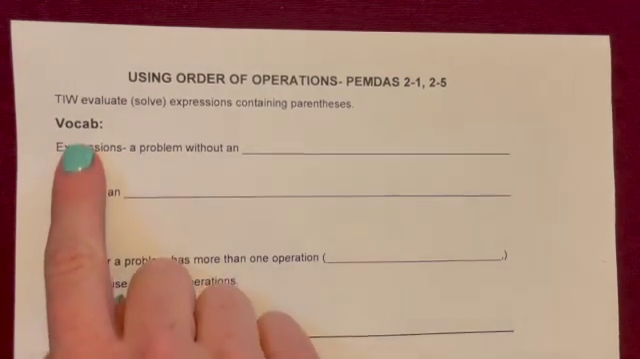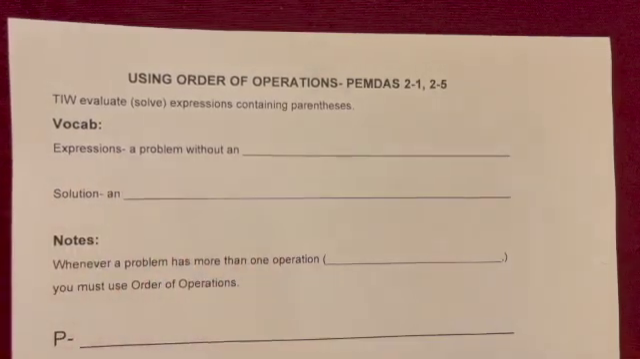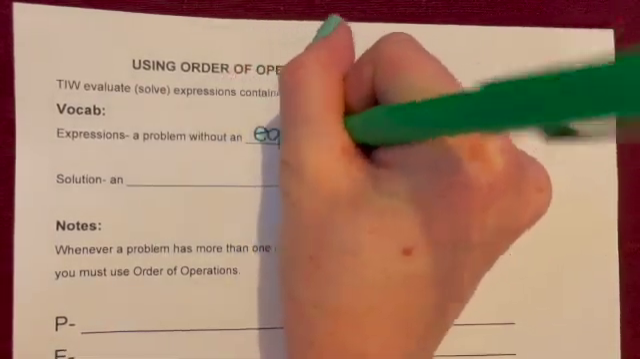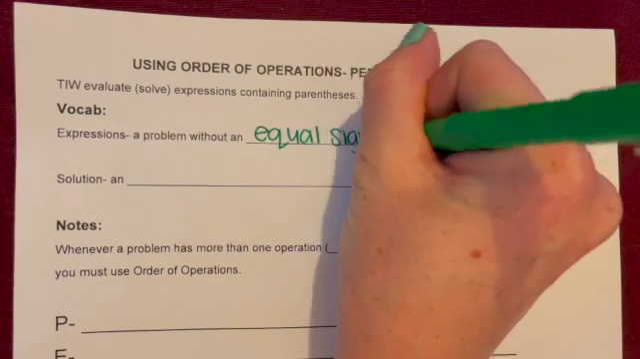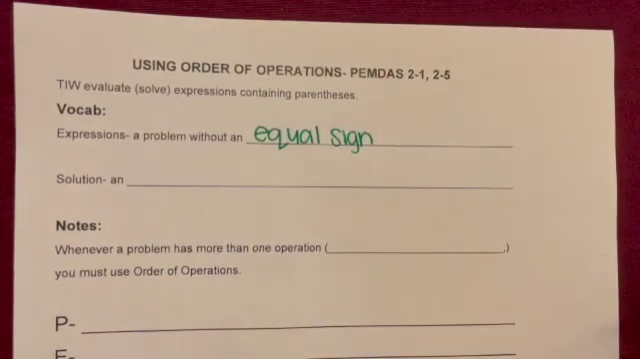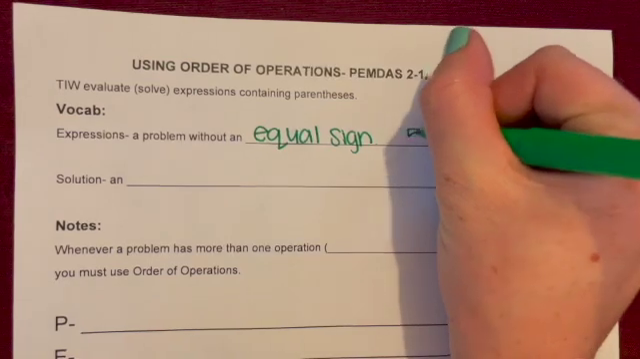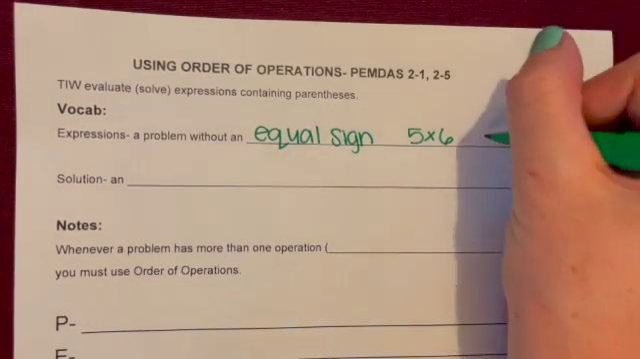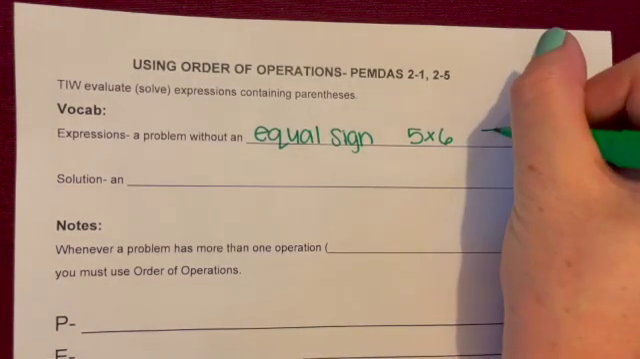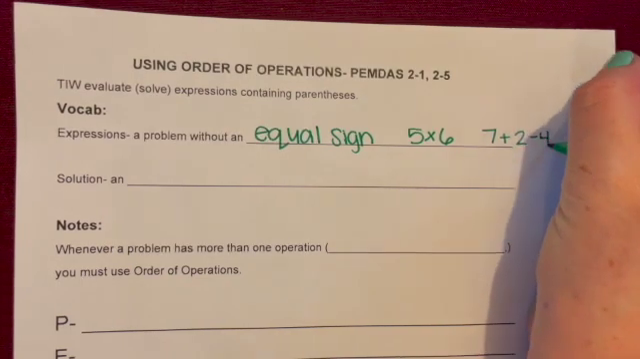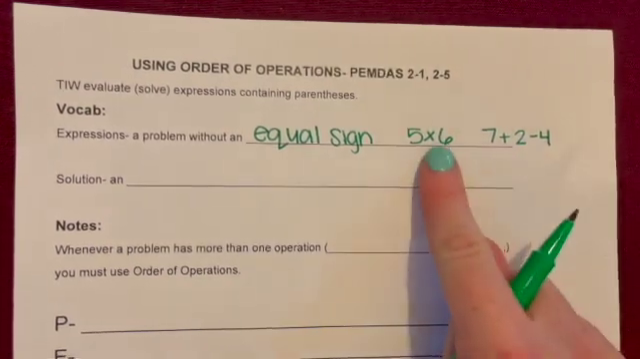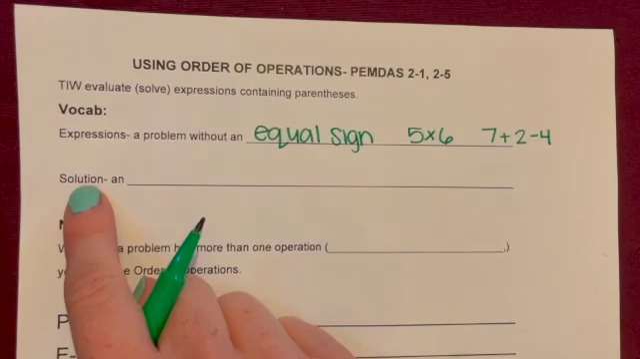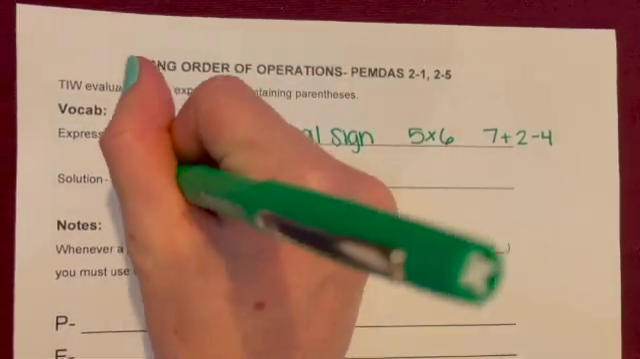Our vocabulary. Our first word is an expression. An expression is a problem without an equal sign. So it's just a problem without the equal sign or the answer. So for example, 5 times 6 is an expression. Expressions can get more difficult when we have more numbers involved, like 7 plus 2 minus 4. That is still an expression because they don't have equal signs. Our next vocabulary term is solution. A solution is just another way to say an answer.